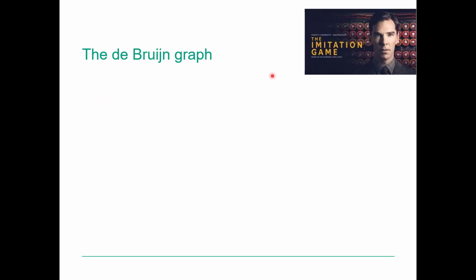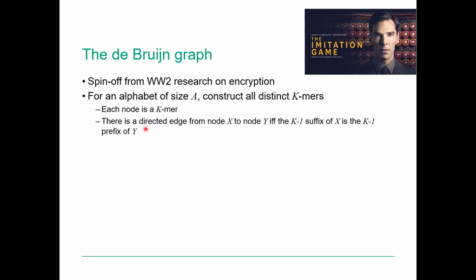So the de Bruijn graph idea. And Rob Edwards talked about this if you looked at the video, and I'm just briefly mentioning it here now. It's a spin-off from this World War II encryption research, and you have probably seen this movie here. If you haven't, you should go and have a look at it. It's about the dawn of computers, and Alan Turing, who was the man behind what we today call computers.